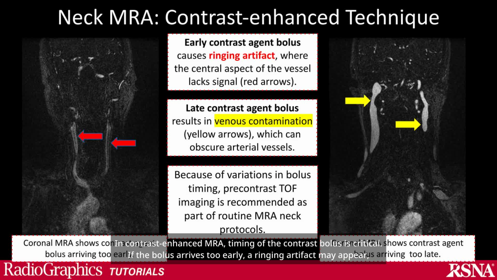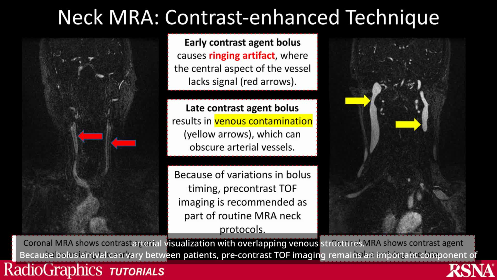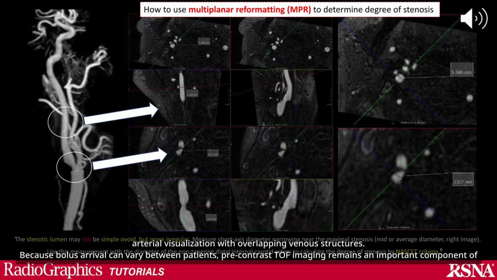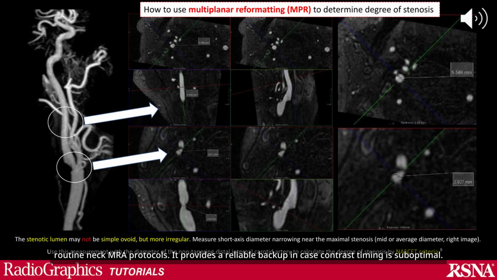If the bolus arrives too early, a ringing artifact may appear where the central aspect of the vessel lumen lacks signal. If the bolus arrives too late, venous contamination occurs, obscuring arterial visualization with overlapping venous structures. Because bolus arrival can vary between patients, pre-contrast TOF imaging remains an important component of routine neck MRA protocols. It provides a reliable backup in case contrast timing is suboptimal.